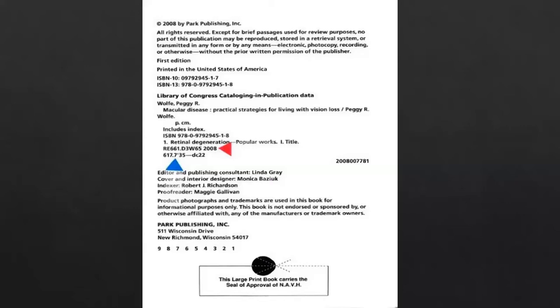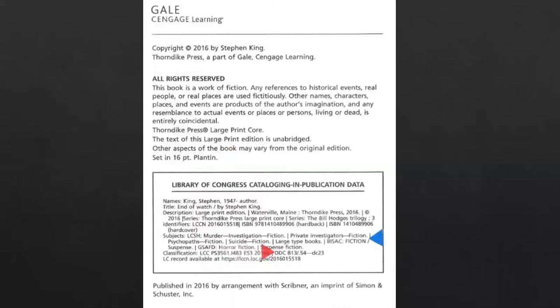CIP data may also have a suggested Library of Congress type number, shown by the red arrow. The suggested LC number here is RE661.D3. You cannot remove the RE and use 661 as the Dewey number.